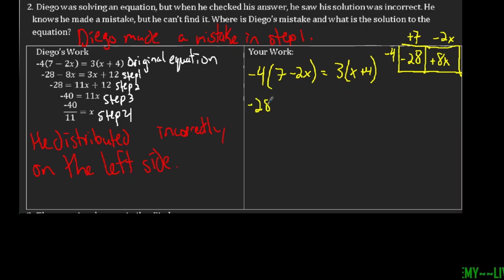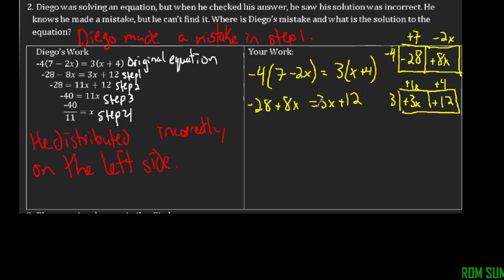So I have -28 plus 8x equals, and then we have 3 times everything inside the parentheses. So we have +1x and a +4. So this is just going to be +3x and +12. So I have 3x plus 12. Now that I have variables on both sides, I can find which coefficient is lower, and I'm going to get rid of it. So I have 8x and a 3x, so I'm going to subtract 3x from both sides because I need to get the variables on one side.